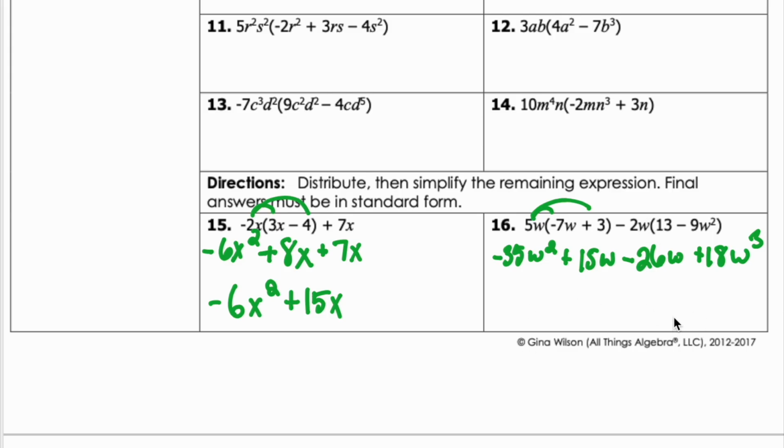Go ahead and combine your like terms. Well, the only thing we need to combine are these two middle terms here. Everything else has a different degree. So we have 15 minus 26, which is going to be negative 9w. And then I'm going to order my exponents from greatest to smallest. So this has the power of 3, so this is going to be first. I have 18w cubed. And then this is the power of 2. So I'm going to minus 5w squared. And this is going to be our final answer.